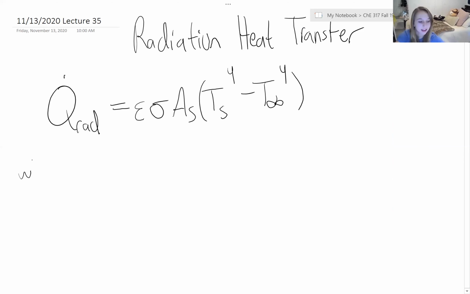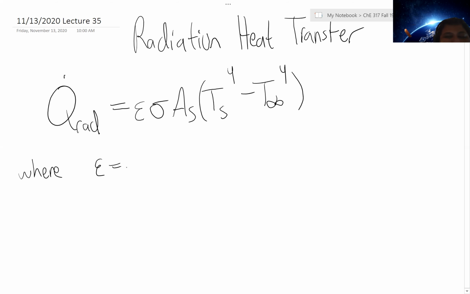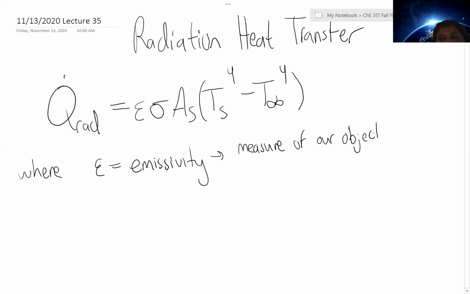The missing value is our sigma. Did you see sigma? I heard epsilon. I said sigma A epsilon, I think. Oh, okay. My apologies, Holly. All right, epsilon is our emissivity, which is the measure of our object's ability to emit radiation.